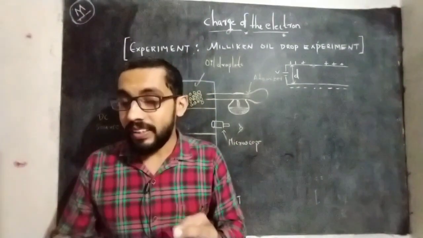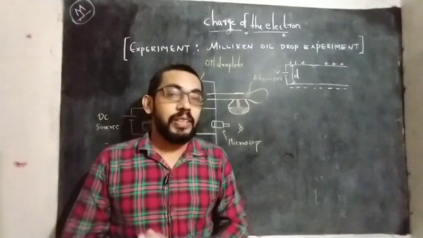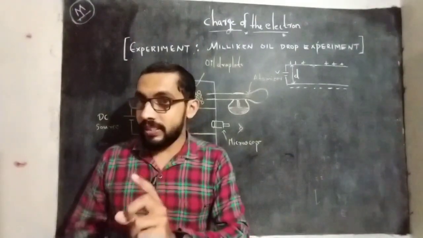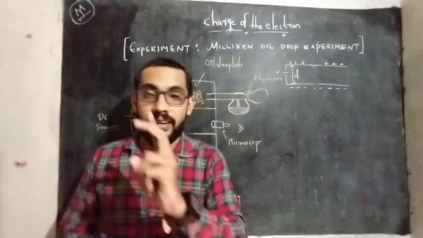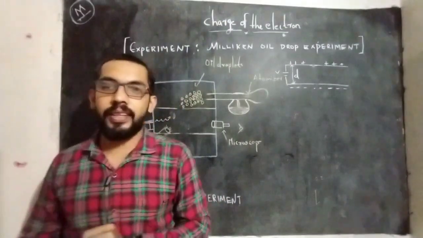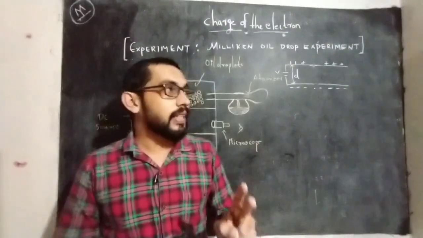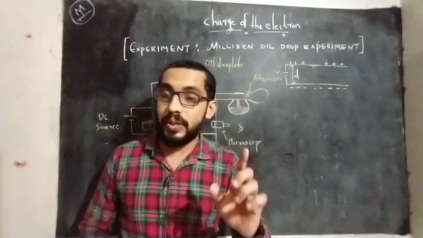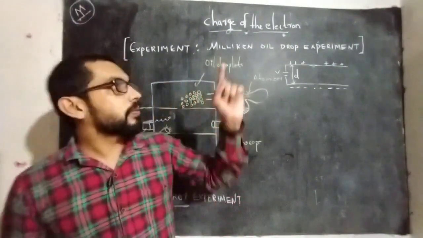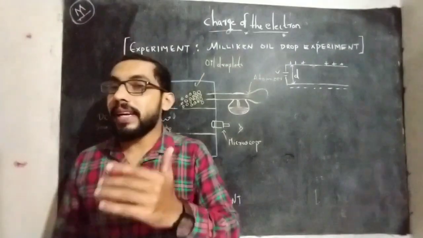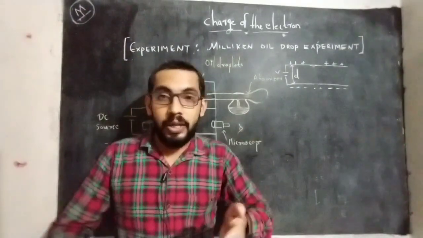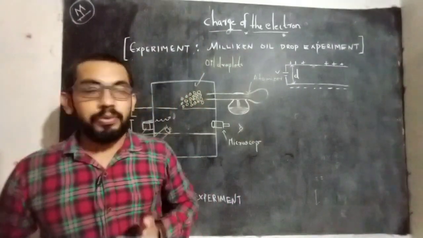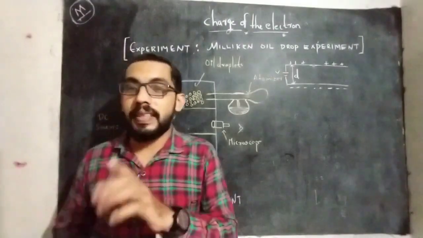Are you ready? Yes. The charge of an electron was discovered by two scientists, Robert A. Millikan and Harvey Fletcher, in an experiment conducted in Ryerson Laboratory, University of Chicago, in 1909. The experiment is known as the Millikan oil drop experiment. Millikan received the Nobel Prize for this experiment in 1923.